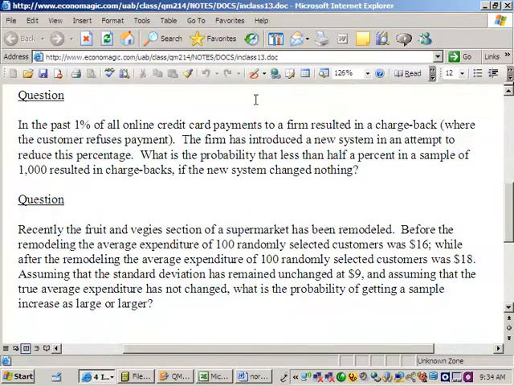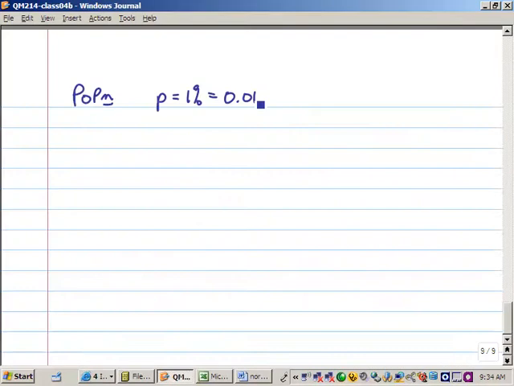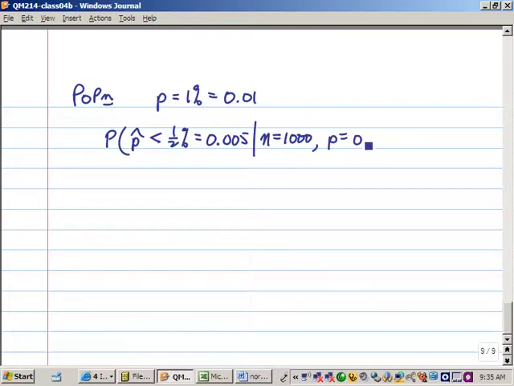Now our question essentially is, what is the probability of less than 0.5%? So what's the probability that we get a sample proportion less than 0.5%, which is 0.005, in a sample of 1,000, where the true proportion is the same as before the new system, and that is 1%.